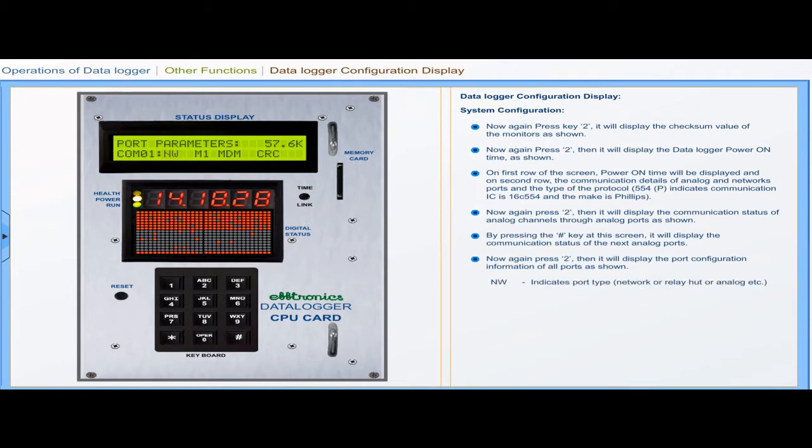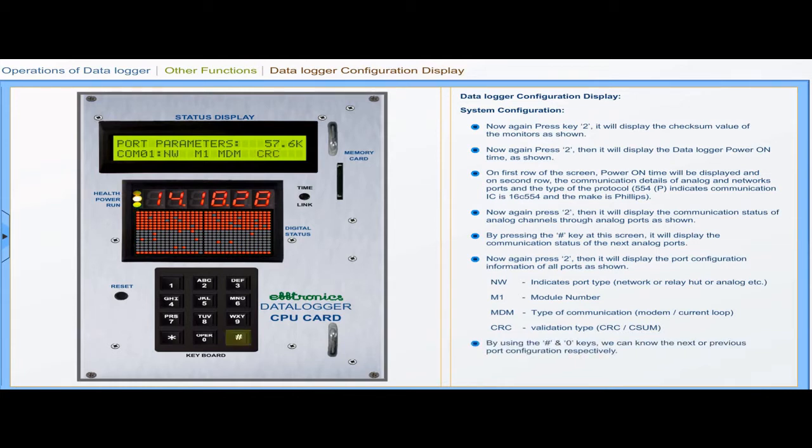NW indicates port type, network or relay, HUT or analog, etc. M1 indicates module number. MDM indicates type of communication, modem or current loop. CRC indicates validation type, cyclic redundancy check or checksum. By using the hash and 0 keys, we can know the next or previous port configuration respectively. In any of the given steps, by pressing the star key, we can go to the default display menu.